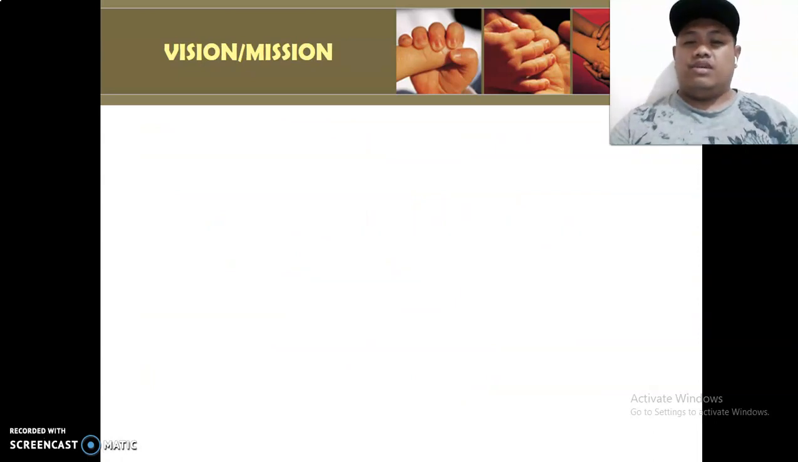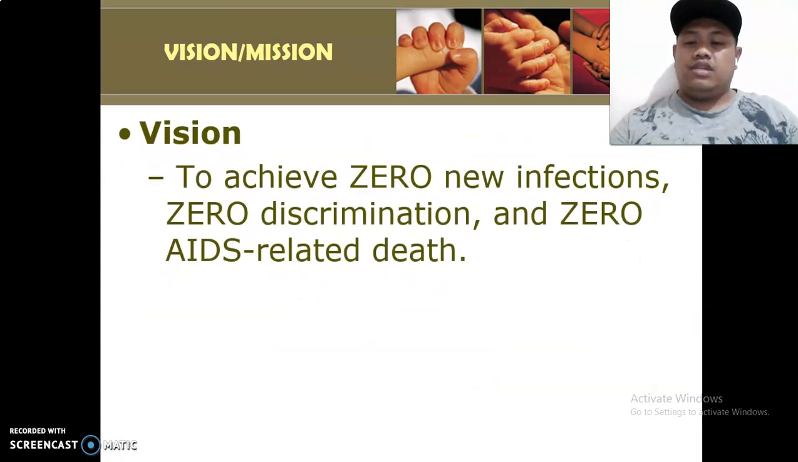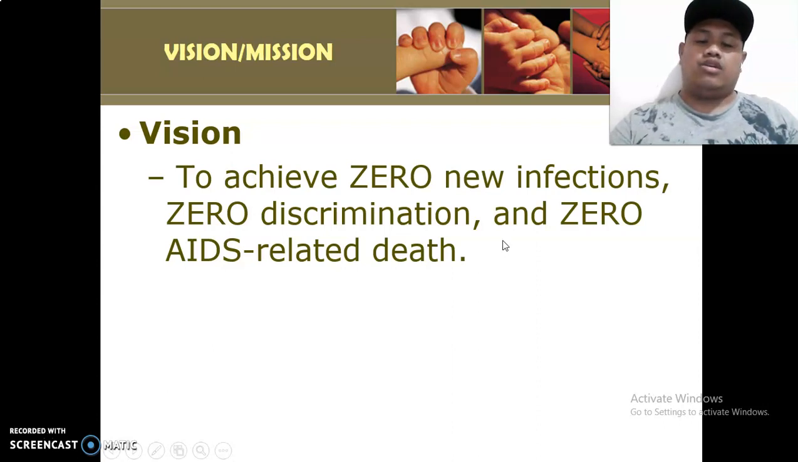Now, what is the vision and mission of this program? The vision is basically to do three things. Number one, to achieve zero new infections. We are trying our very best, especially the Department of Health, to spread awareness about HIV so that there are no new cases to be registered. Also, for those already affected by this condition, as we already know, stigma about this condition is very rampant in our community. That's why we also want to prevent any type of discrimination among people who are already positive with the condition.